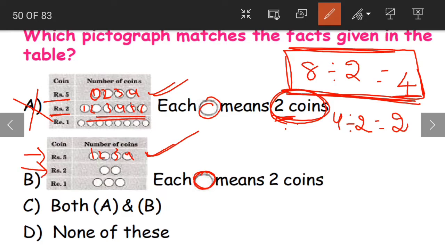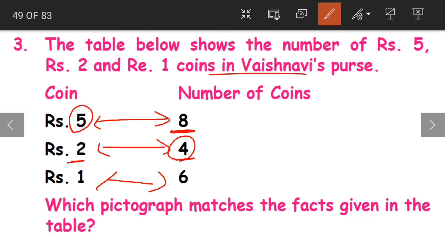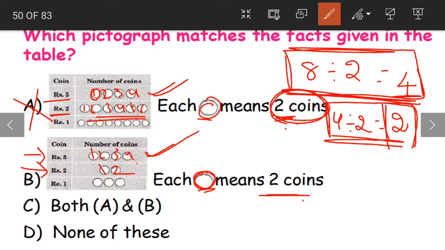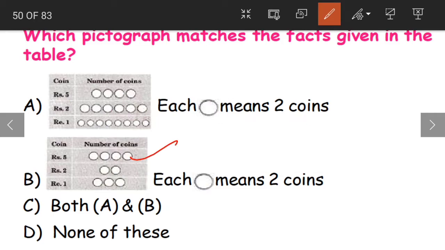Now coming to 2 rupee coins. Again, our Vaishnavi has 4 2 rupee coins. As one circle means 2 coins, 4 divided by 2, there should be 2 circles. So here we have 1 and 2 circles. Yes, this is also correct. 5 rupees and 2 rupees are matched correctly.